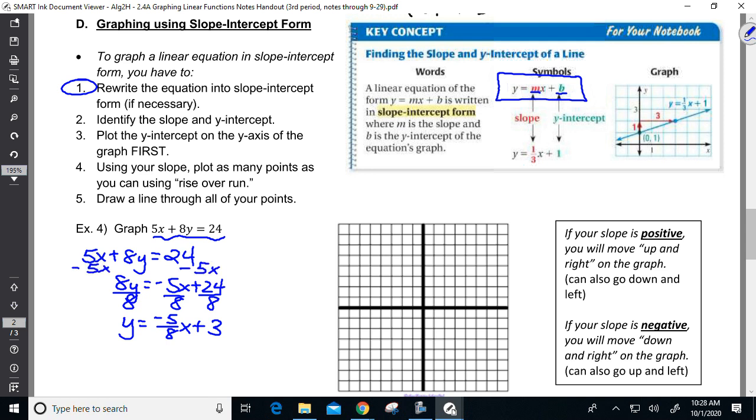Next thing is to identify the slope and the y-intercept. So if you line it up with y equals mx plus b, you have a slope of negative 5 over 8, and you have a y-intercept of (0, 3). Now, the 0 comes from the fact that if you're looking for a y-intercept, you would have set x equal to 0. That's where the 0 came from. You have your slope, you have your y-intercept.